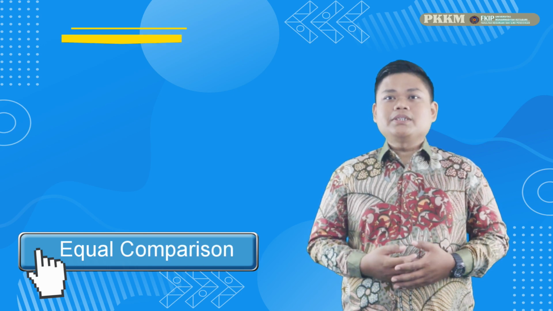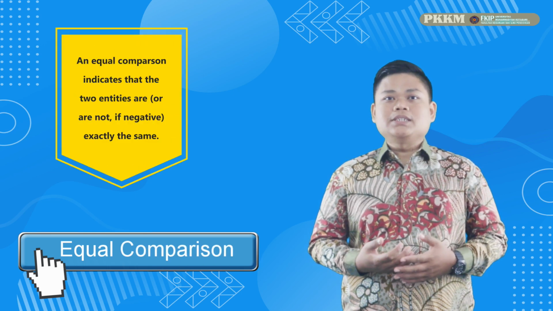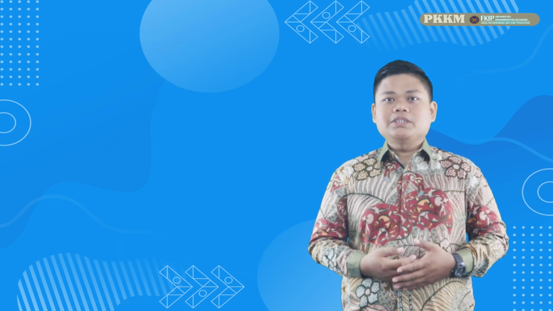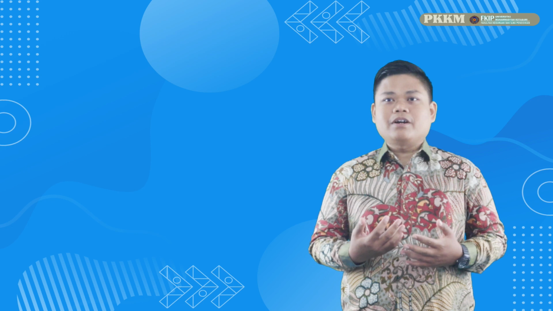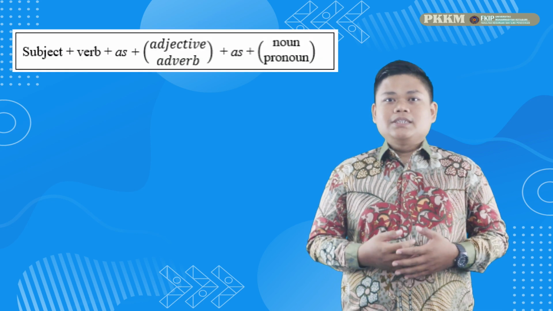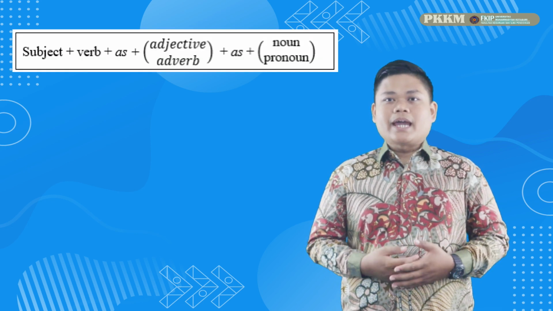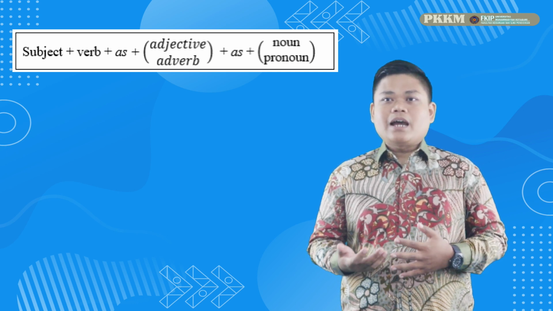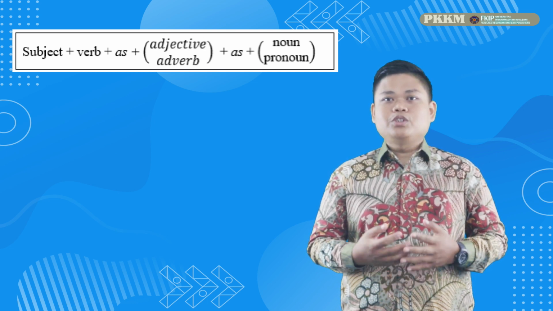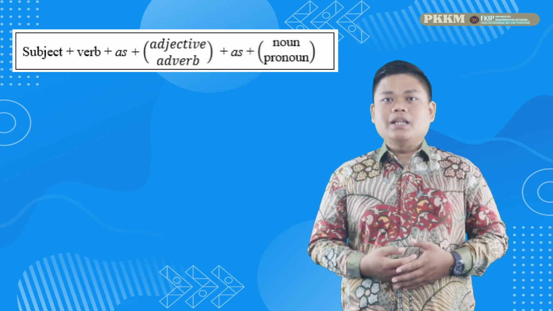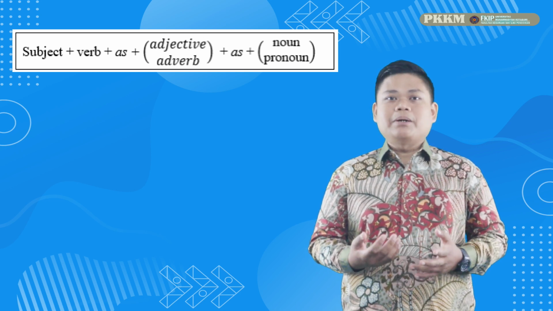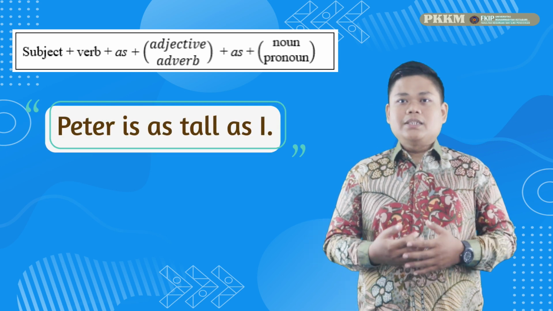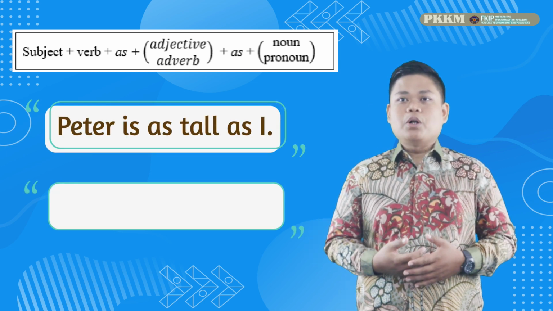An equal comparison indicates that the two entities are exactly the same. The following rule generally applies to the type of comparison. Subject, verb, as, adjective or adverb, as, noun or pronoun. So, two entities are similar or equal. Take for example, Peter is as tall as I. Another example, you are as old as she.